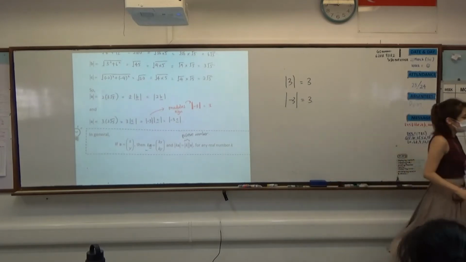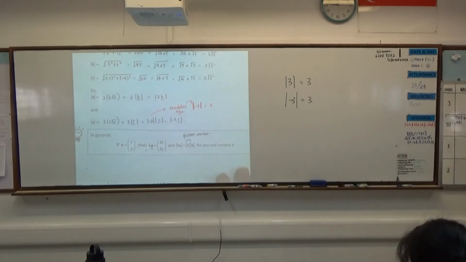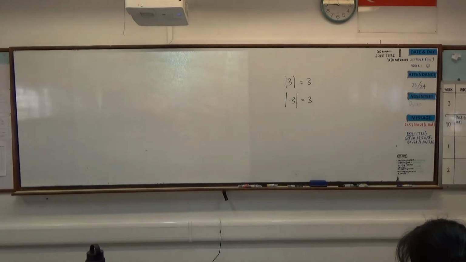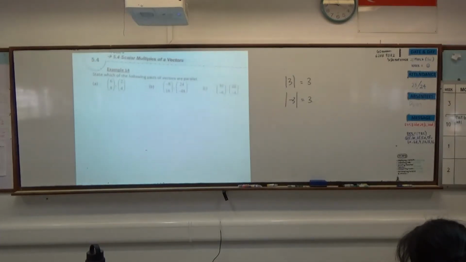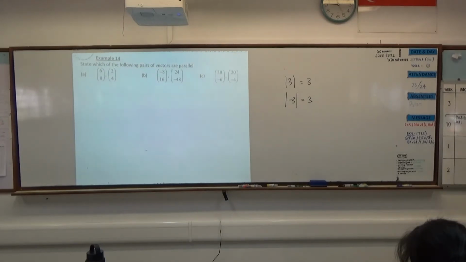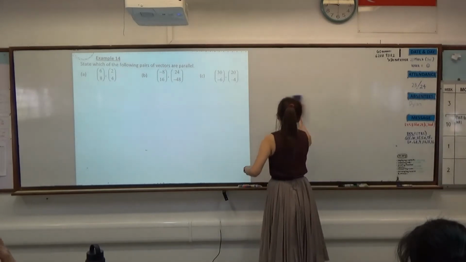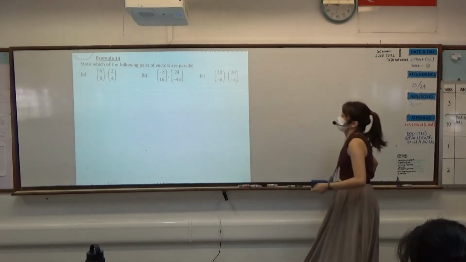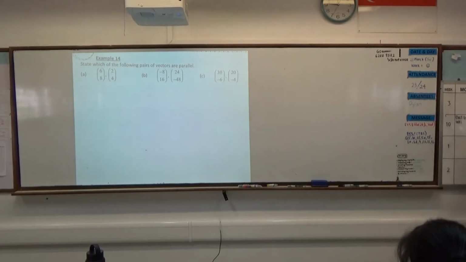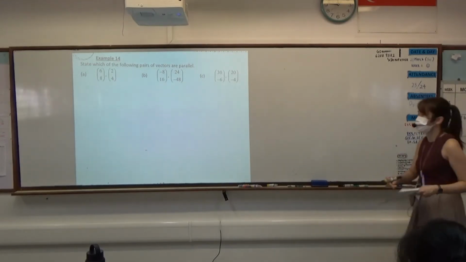Now let us refer back to example 14. Looking at example 14, we want to figure out which of the following pairs of vectors are parallel. We know that if the vectors are not equal to 0, so long as they are scalar multiples, they are going to be parallel.